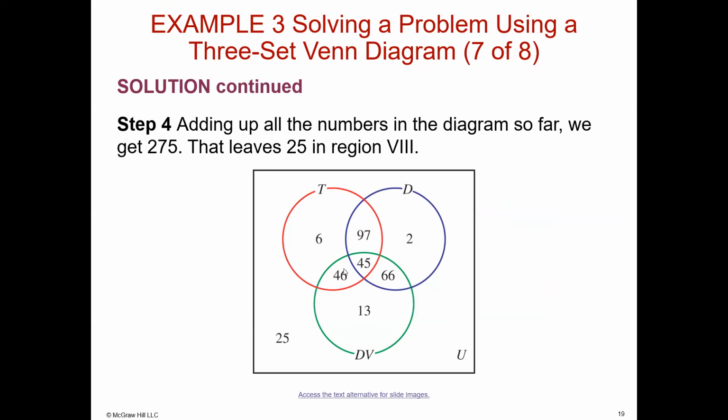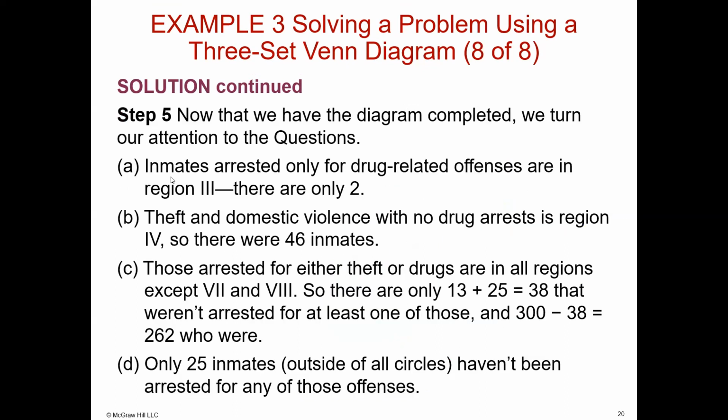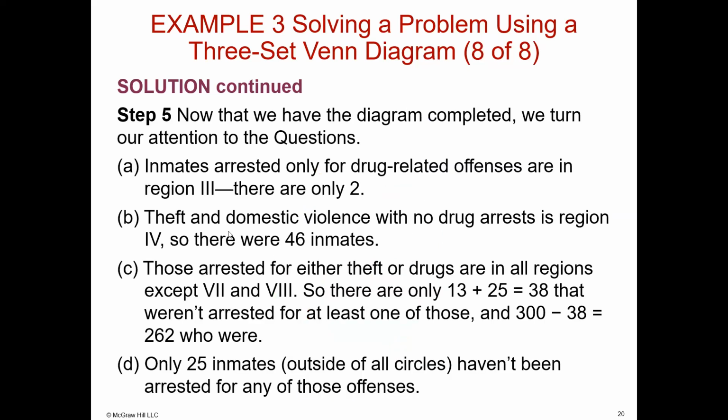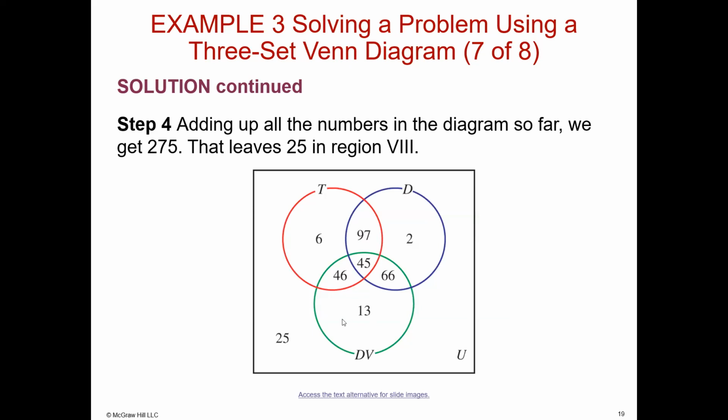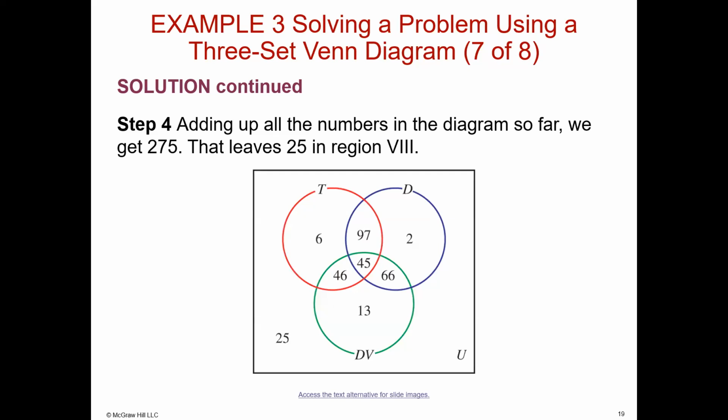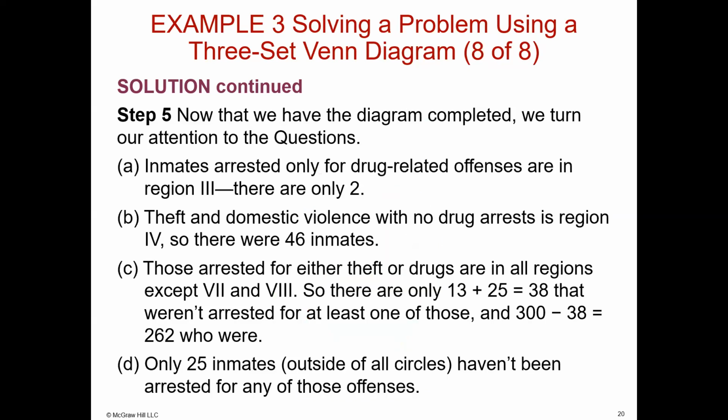So this is not that bad. Now we can answer questions. And what were the questions? Well, how many inmates were arrested only for drug-related offenses? Only for drugs, 2. Exactly. How many arrested for theft and domestic violence with no drug arrests? Only theft and domestic violence, 46. Yes, theft and domestic violence with no drugs, that'd be 46.